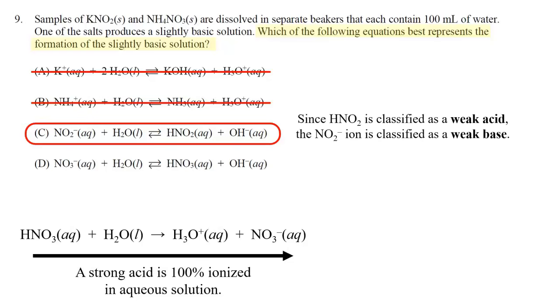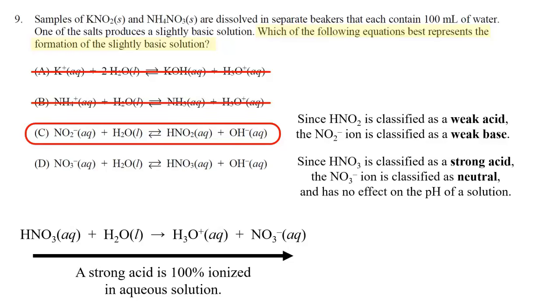Since nitrous acid, which is HNO2, is not on the list of 6 strong acids, nitrous acid, HNO2, is classified as a weak acid, and therefore its conjugate base, NO2-, is classified as a weak base. So that makes choice C an acceptable equation, indicating the formation of a slightly basic solution.